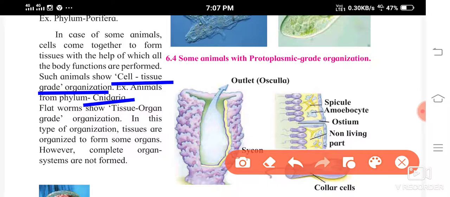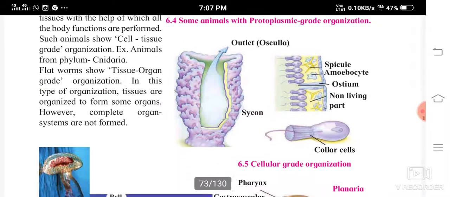Now see, in flatworms, the tissue organ grade organization has been formed. In this type of organization, the tissues are organized to form some organs, but a complete organ system has not been formed over here. In our body, a complete organ system is there, but in organisms like flatworms, the tissue organ grade organization is there, but a complete organ system has not been formed. Only some organs are there.